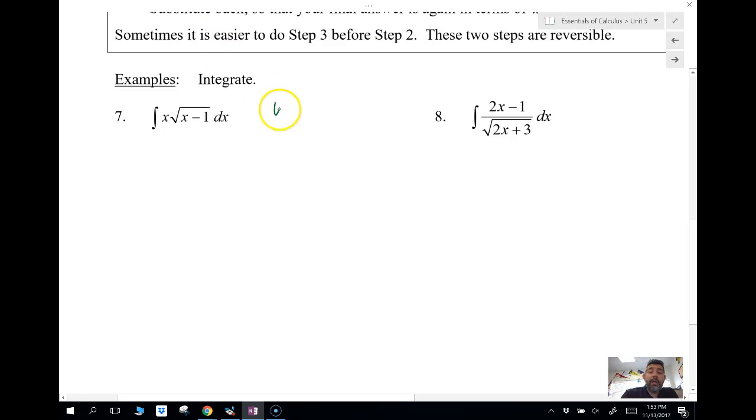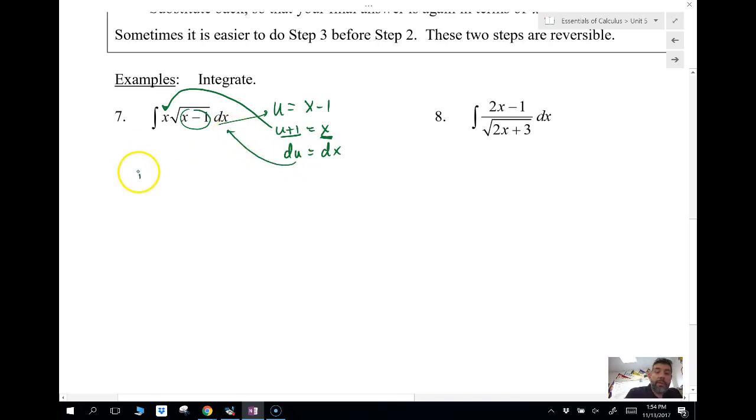So on the side here, I'm going to substitute u equals x minus 1. All right, and then I'm going to solve for x. And then I'm going to take the derivative of each side. So the derivative on this side is du, and the derivative of x is dx. All right, so that's nice and simple there. So then what we're going to do is make our substitution. We know that x is u plus 1, so I'm going to substitute that right there. And we know that the whole square root is just u to the 1/2, so I'm going to substitute that. And then I'm going to substitute du for dx here.